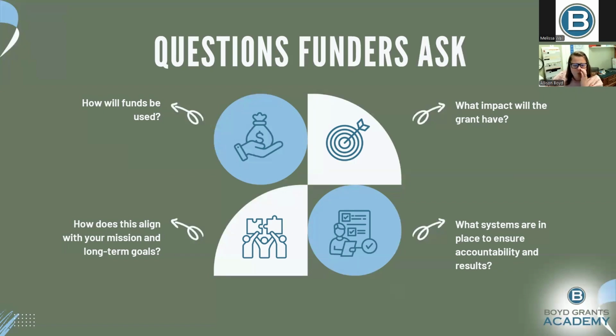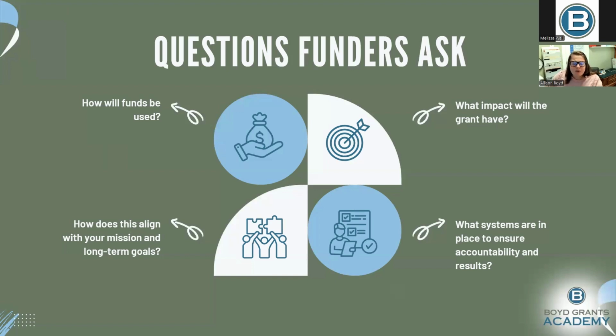For the question, what impact will the grant have? In program grants, you're going to be specific about your outcomes, measurables, and the impact the program will have. You're going to want to tell your funders how you will measure the program's success and how you will evaluate its effectiveness. This is where your SMART objectives come in.